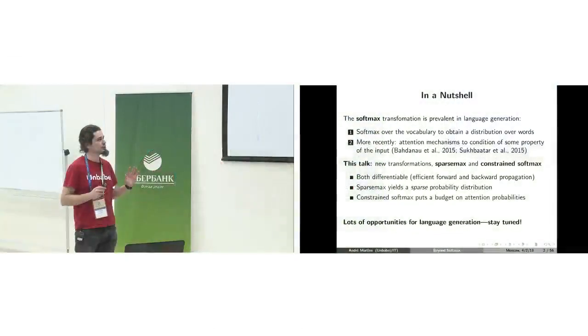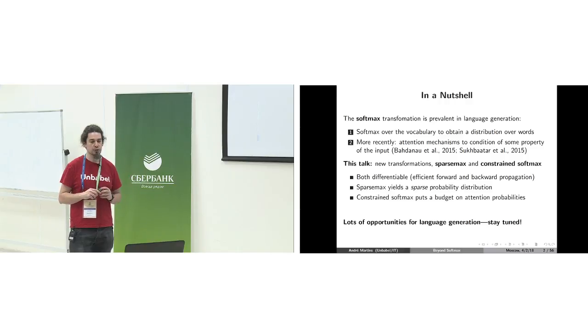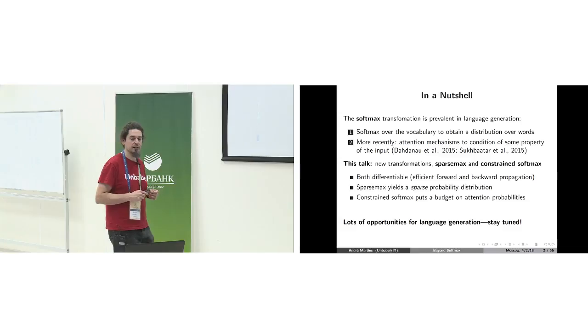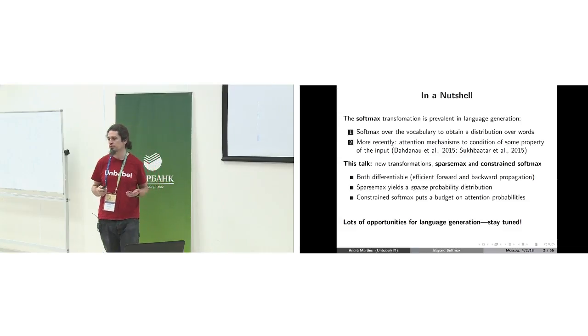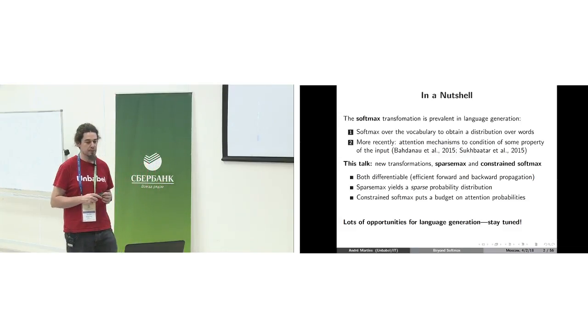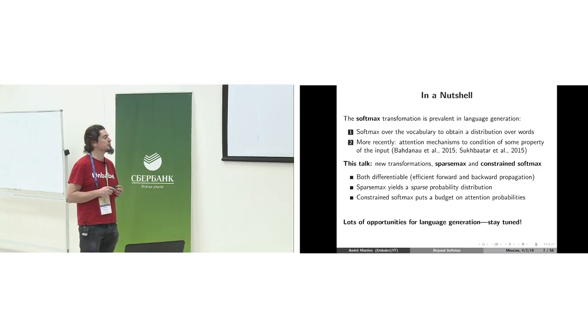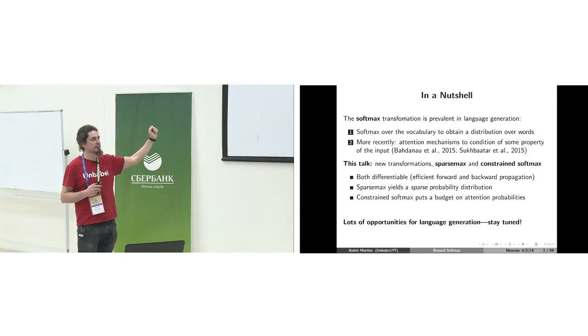So in this talk, I'm going to talk about some alternatives to Softmax for problems where you care about sparsity, or you want to put an upper bound on how much attention a word can receive. These transformations are called Sparsemax and constrained Softmax. Both of them are differentiable, which is important if you want to run backpropagation in a neural network. Sparsemax will give you a sparse probability distribution in the end, and constrained Softmax allows you to place a budget on attention probabilities.